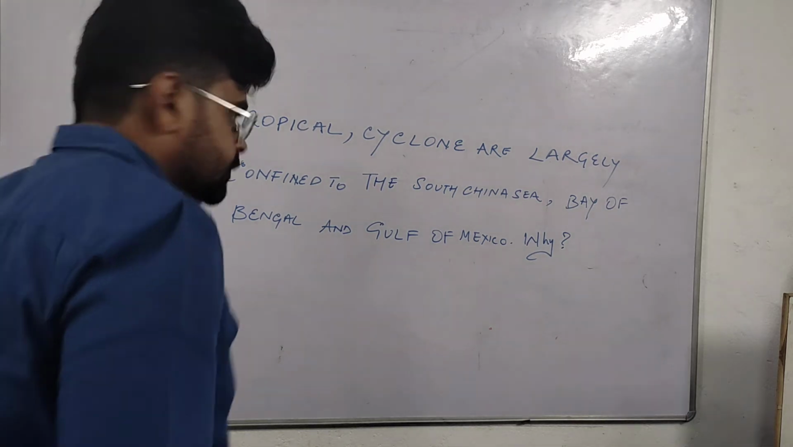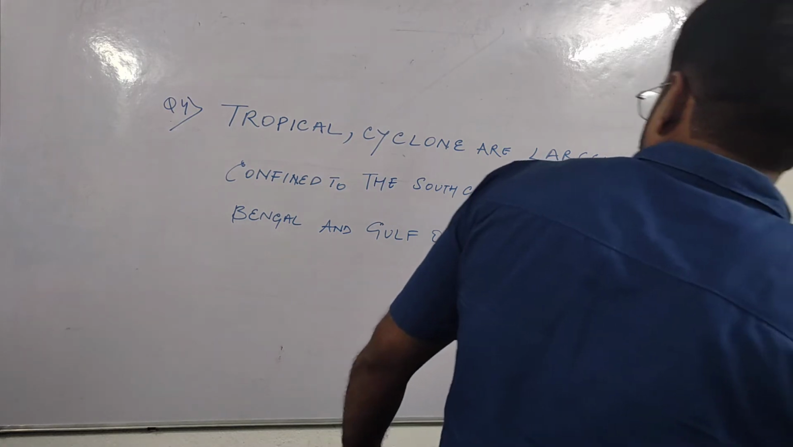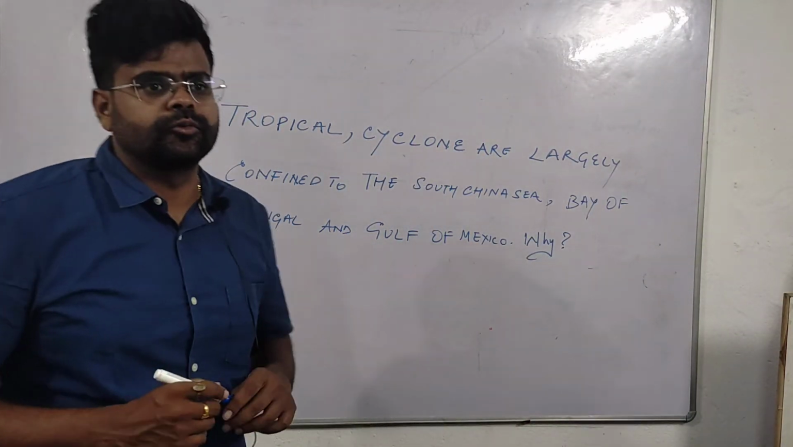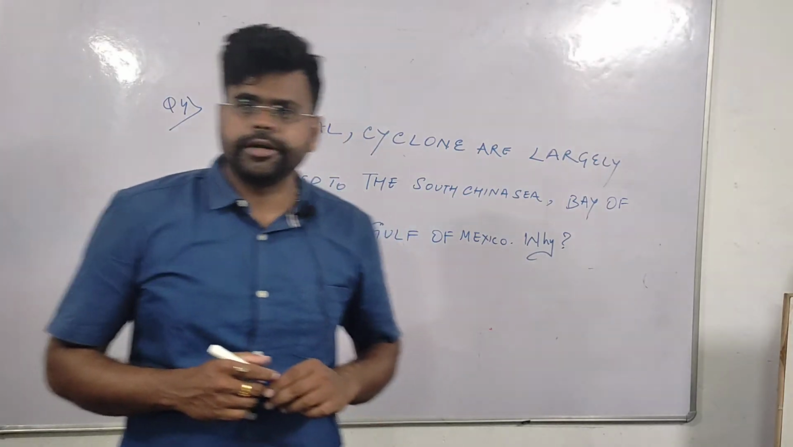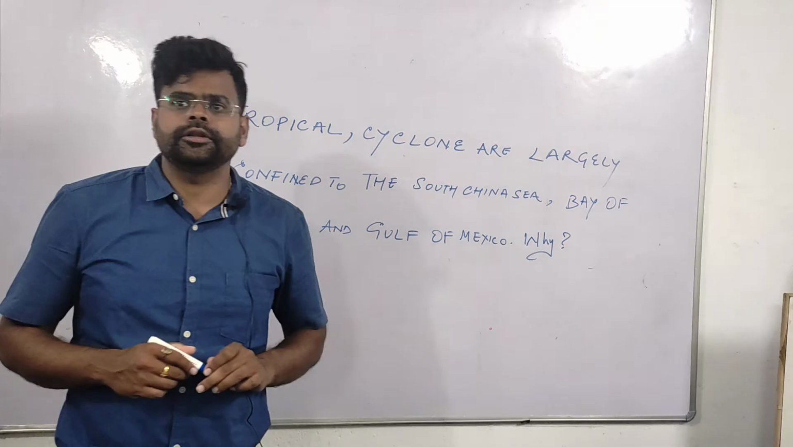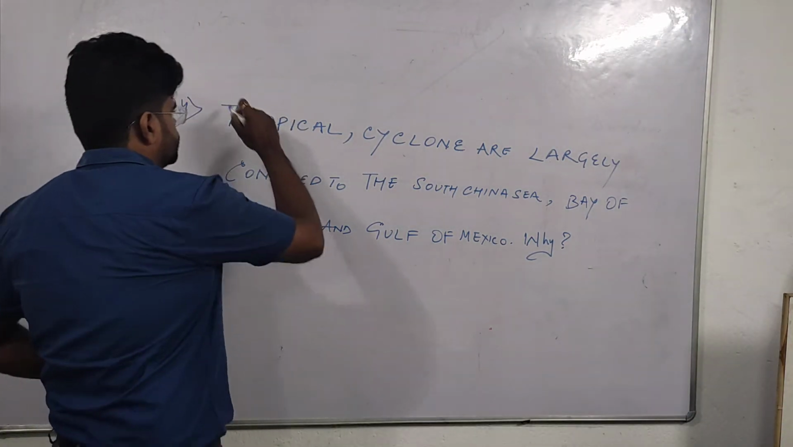Okay, we have the question over here. The question is simple. Tropical cyclones are largely confined to the South China Sea, Bay of Bengal and the Gulf of Mexico. Why? Right? So, what is the keyword over here? What should be in our intro? What are tropical cyclones? Tropical cyclone should be in our intro.